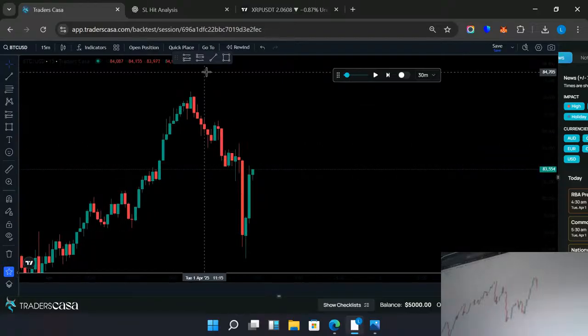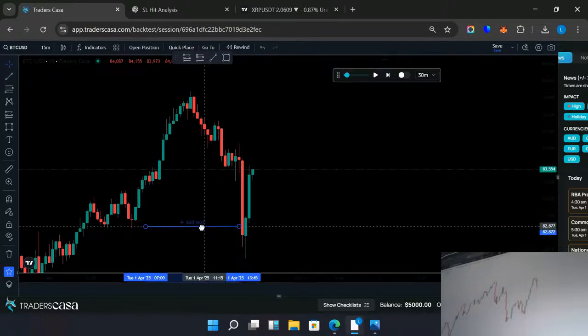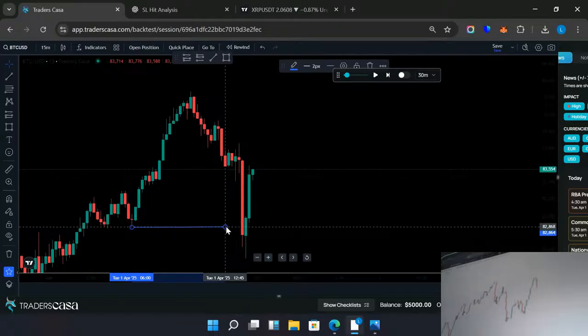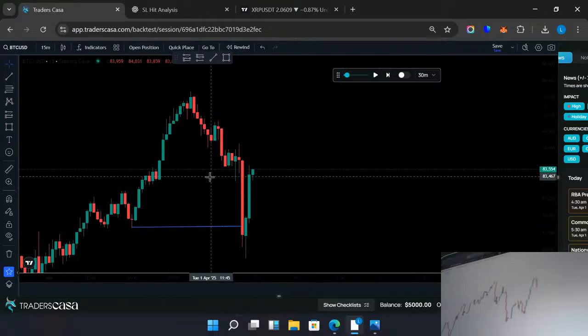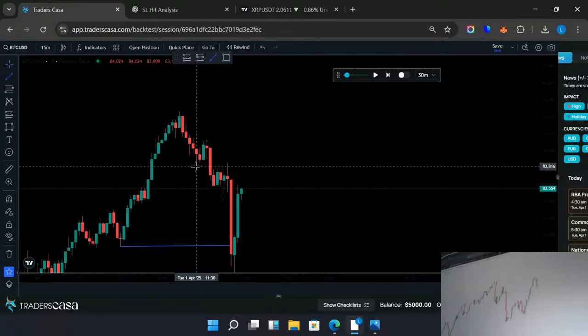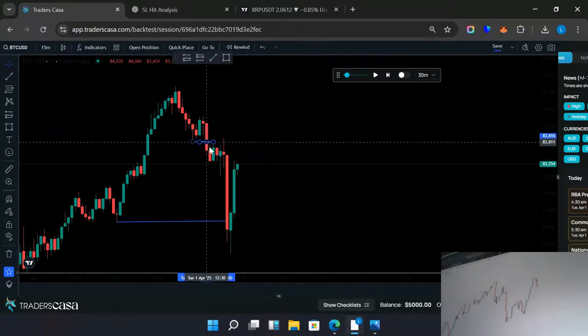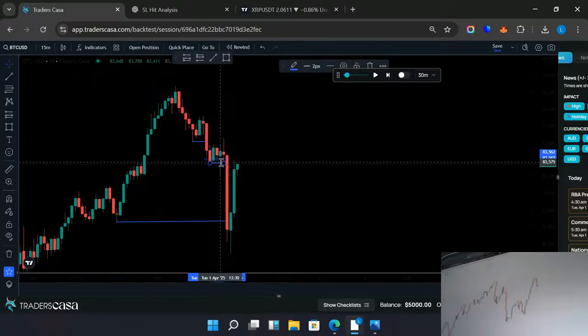That is a change of character. I don't know why I'm taking everything as a change of character. So I don't think so. This was the actual change of character. So I'll take this as my change of character, not that one because that does not seem very clean. So now let's look at our BOS, which in our case is this one. Then we copy paste it to this because this is also another break of structure, which is a bearish break of structure. So we take this as another break of structure.